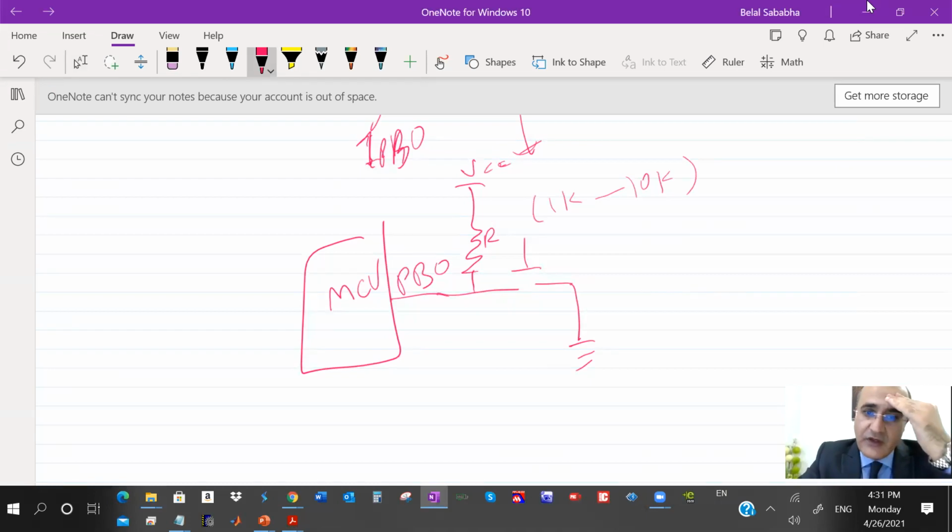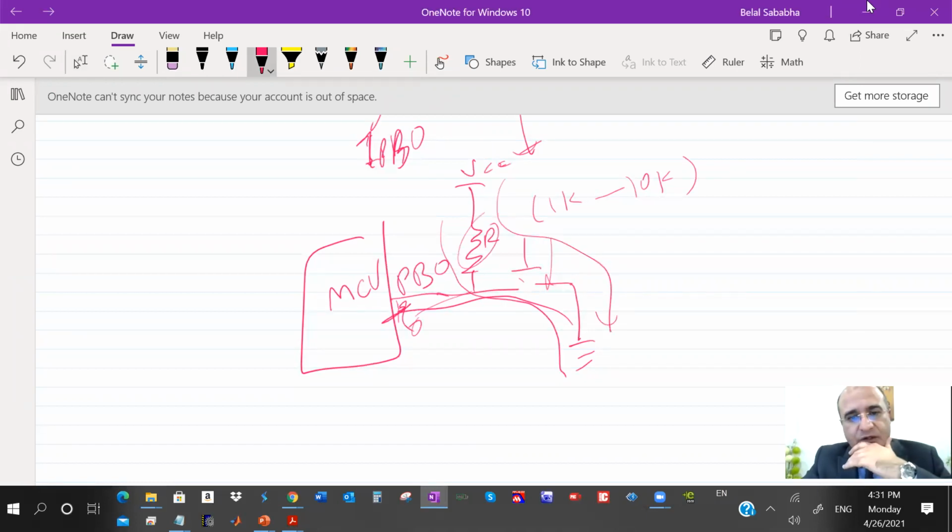For the resistor. So whenever the button is not pressed, the voltage here is going to be high, right? You're going to read a 1. When the button is pressed, you're connected to ground here, so you read a 0, right? And the resistor is to protect against the short circuit here.